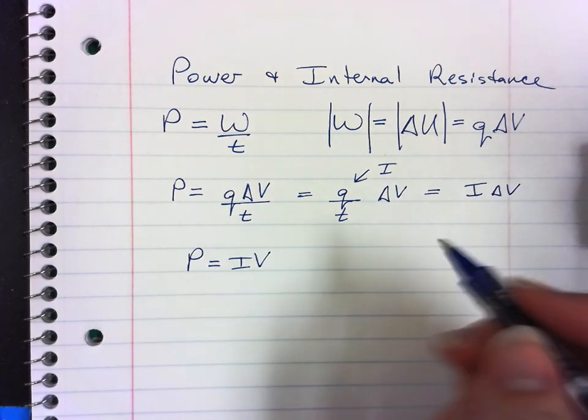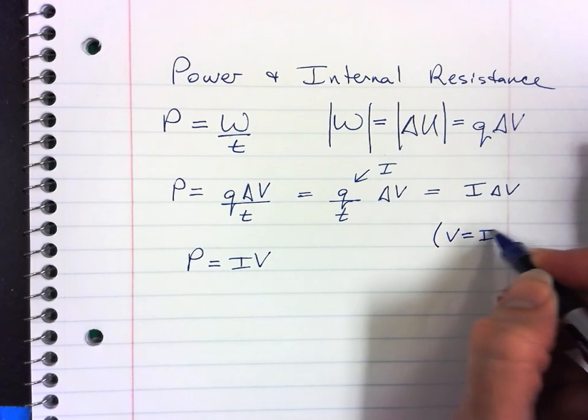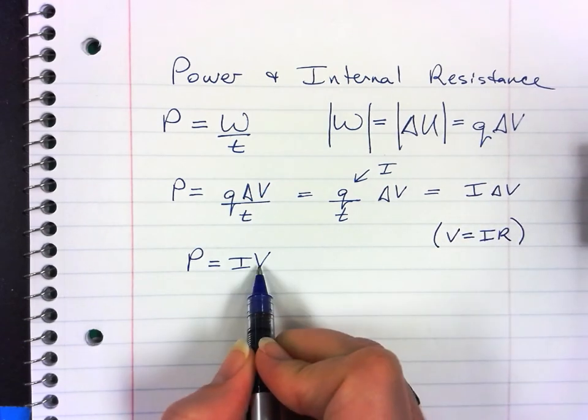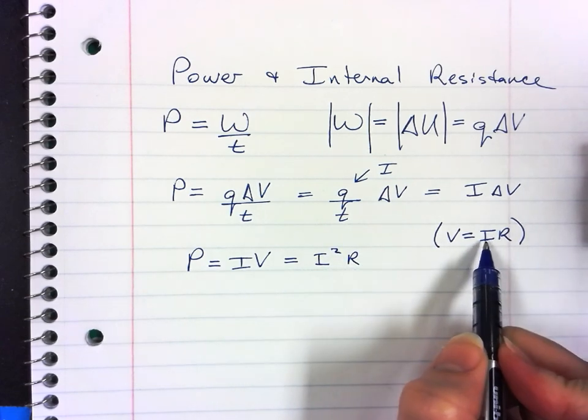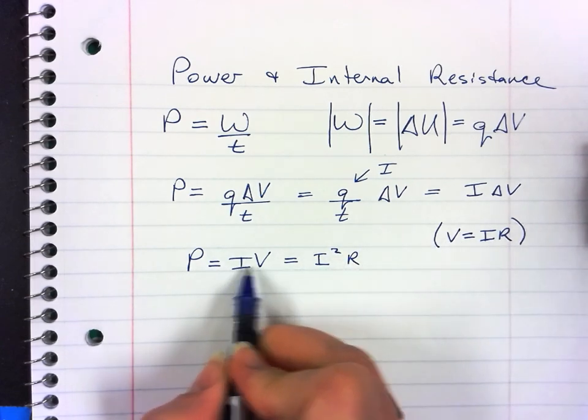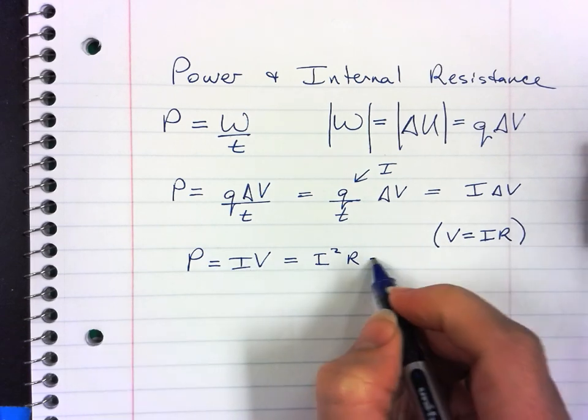So you can substitute in, using Ohm's law, V equals IR. If you substitute in for V, this is also I squared times R. If you rearrange for I, which is V over R, then you get V over R times V, so V squared over R.